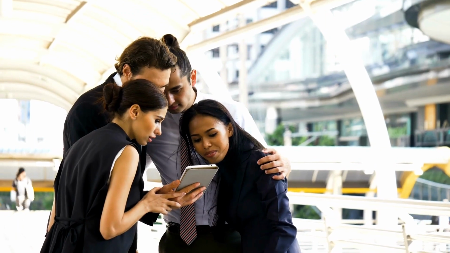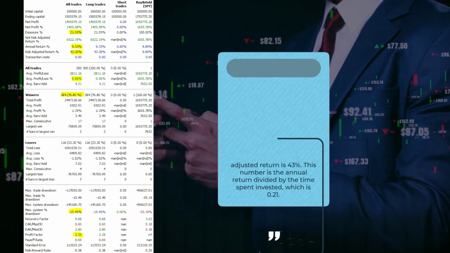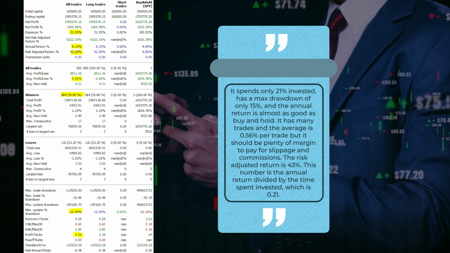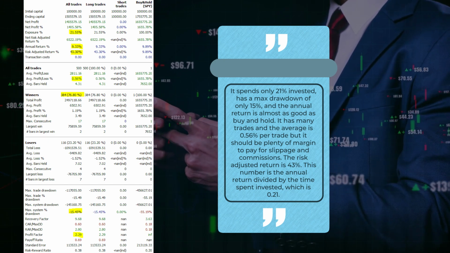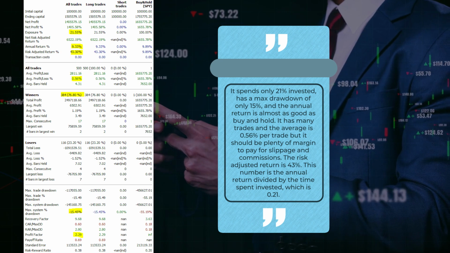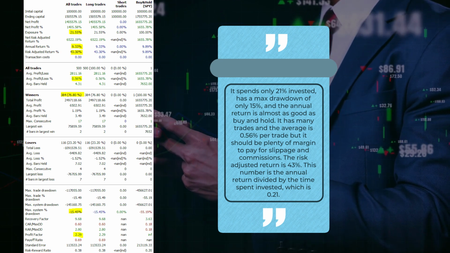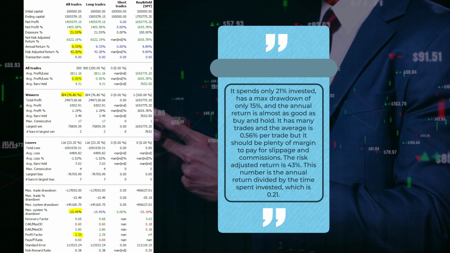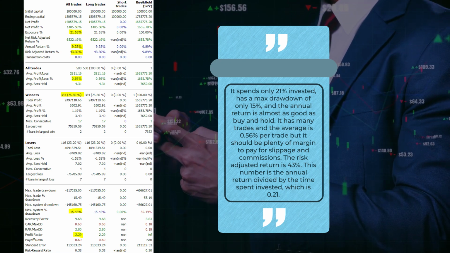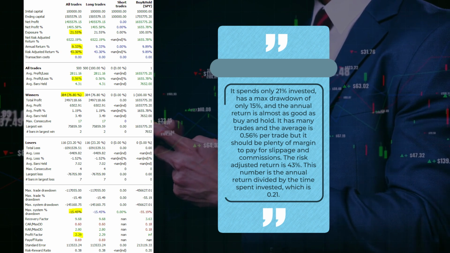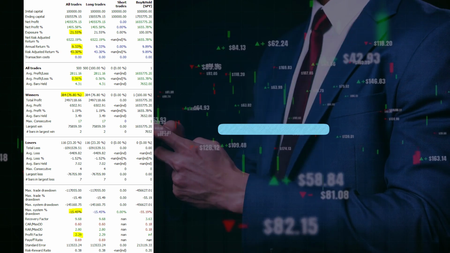This strategy has 3 positives. It spends only 21% invested, has a max drawdown of only 15%, and the annual return is almost as good as buy and hold. It has many trades, and the average is 0.56% per trade, but it should be plenty of margin to pay for slippage and commissions. The risk-adjusted return is 43%. This number is the annual return divided by the time spent invested, which is 0.21.